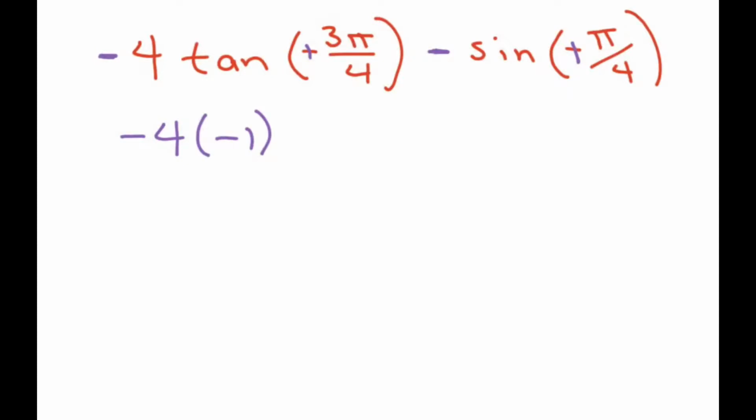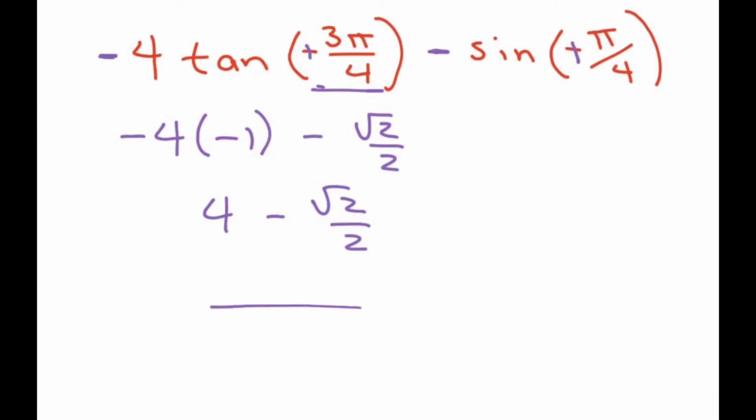That's your 45 degrees, and that's in quadrant 2, minus sine of pi over 4 is square root of 2 over 2. So it's going to be 4 minus square root of 2 over 2. If you want to put it all over 2, that would be 8 minus square root of 2 over 2. It's up to you, but this is fine.